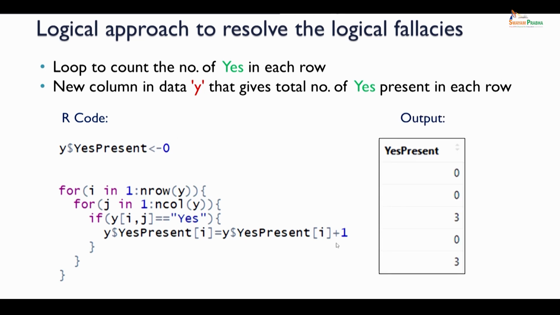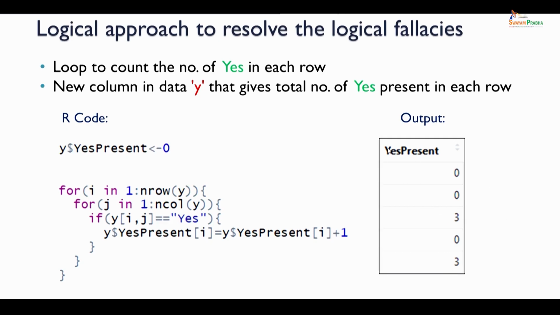So, that is why it has been incremented by 1. So, the output will show a snippet, which is just a sample representation of how your S present column will look. S present column will have the number of S's in the Y data frame. This is the first 5 observations output. For the first 2 observations I do not have any S's, and in the third observation I have 3 S's, and in the fourth I do not have any S, and in the fifth observation I have 3 S's.